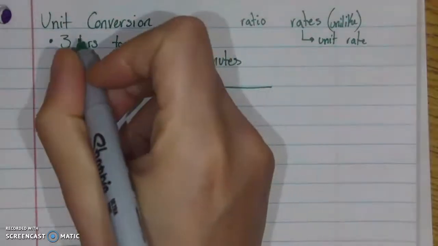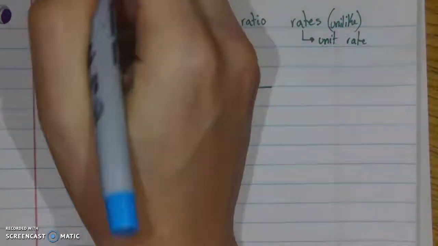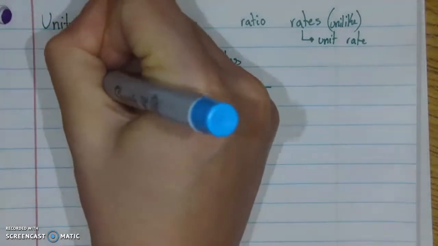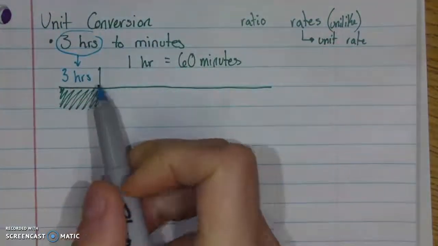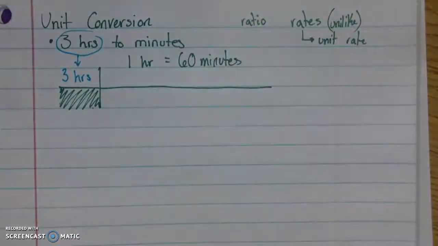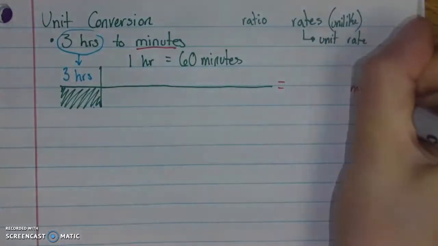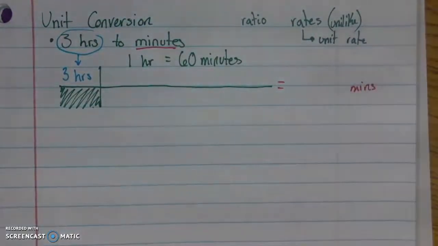Now what you're going to do is take what you want to change and drop it here. So this is like a machine that's going to take whatever we have up here and turn it into the answer that we want. We want minutes, so this is going to convert it into minutes. And keep your units with all of your numbers.